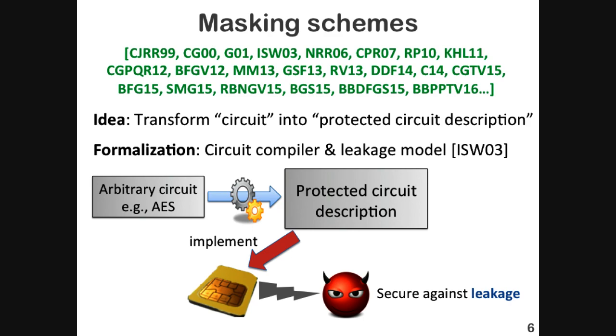The leakage model that was considered by ISW is essentially the so-called t-probing model. And the nice thing about this t-probing model is two things. First, it's very simple to describe, and arguing about security in this model is relatively easy. There are even automatic tools now that check the security of these masking schemes in this model. And they are also quite realistic because they model some relevant side channel attacks.